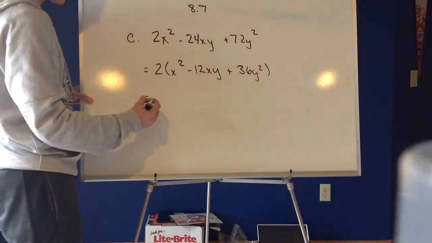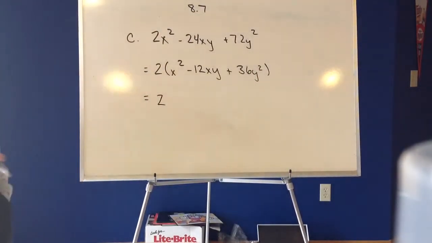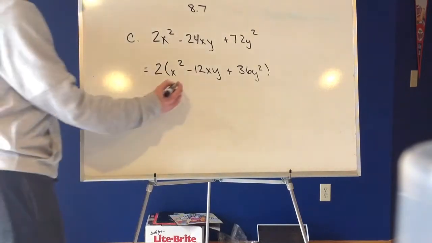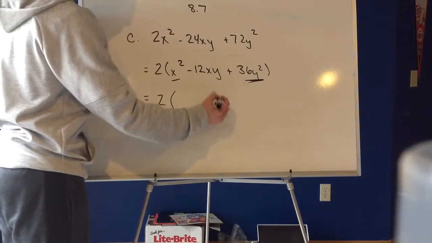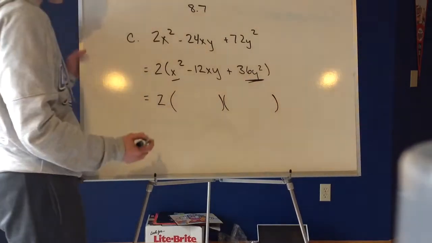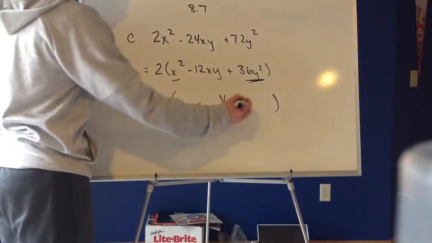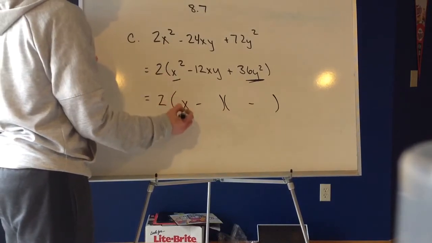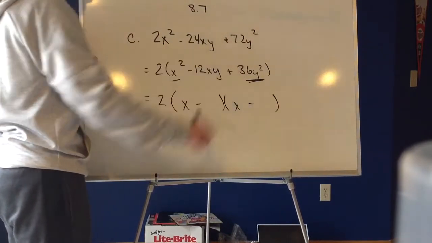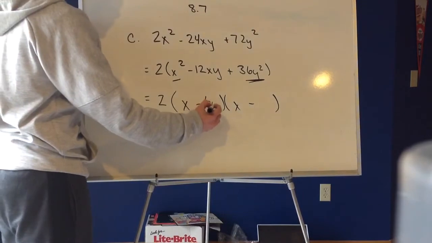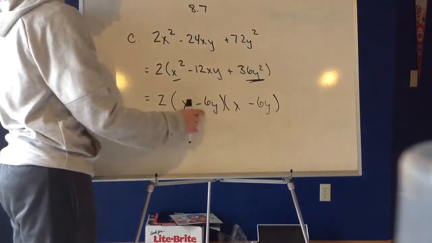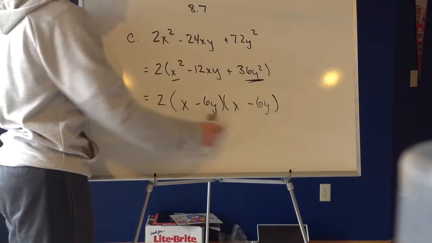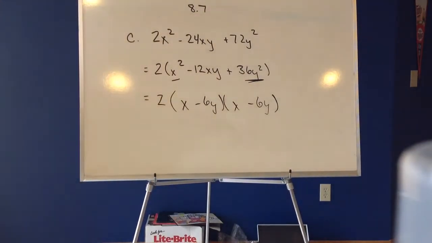After I've taken out the GCF, I can look to see if I have perfect squares. I do. Perfect square here, perfect square here. So that means I'm going to look for my pattern. Both signs would be negative. X squared would just be x and x. Square root of 36y squared would be 6y and 6y. So if you check, you'd get negative 6xy, negative 6xy. The combination of that will give you negative 12xy.